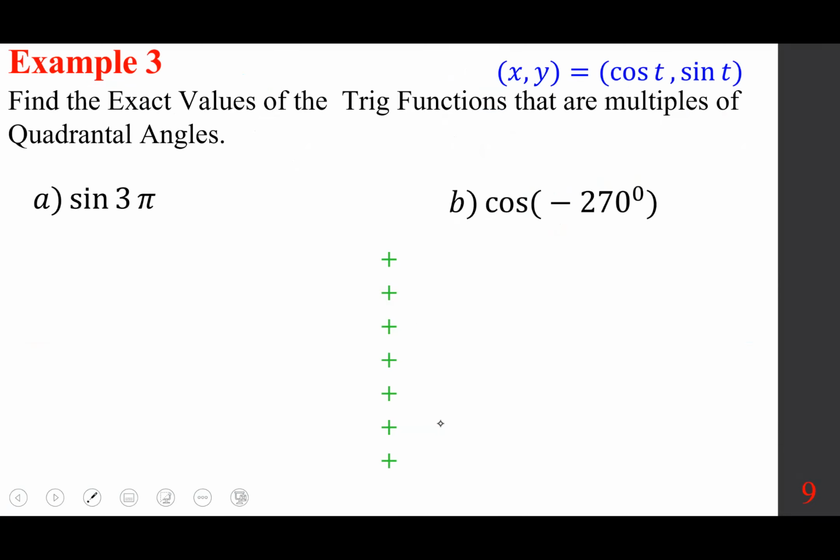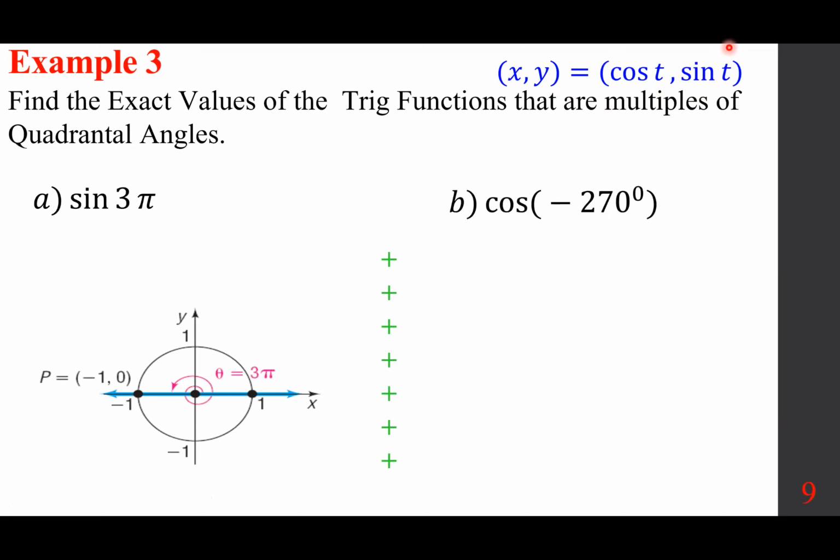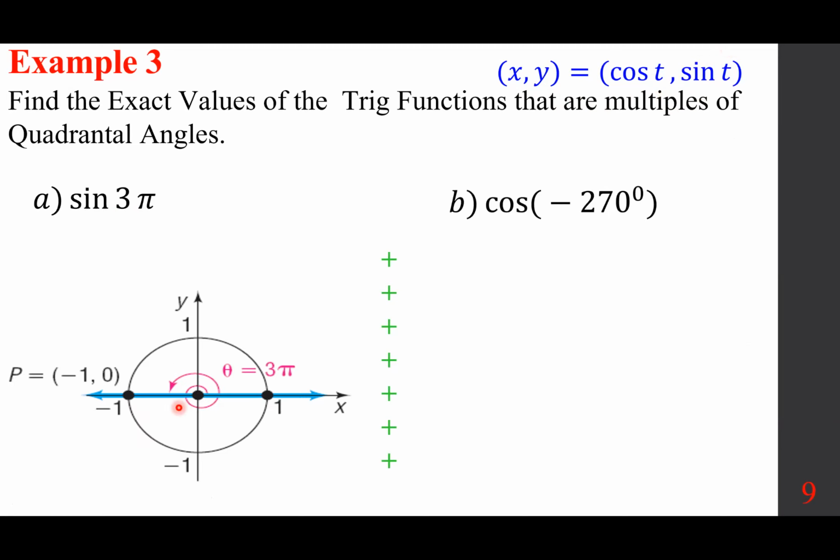All right, we want to find the exact values of the trig functions that are multiples of quadrantal angles. For example, we want to find sine of 3 pi, and we remember x comma y is cosine t, or cosine theta, comma sine t, or sine theta. So what is 3 pi? If we were to draw this, it means you go a whole revolution and then half a revolution and you stop here. P has coordinates -1 and 0. So x represents cosine, y represents sine, and therefore sine becomes 0.